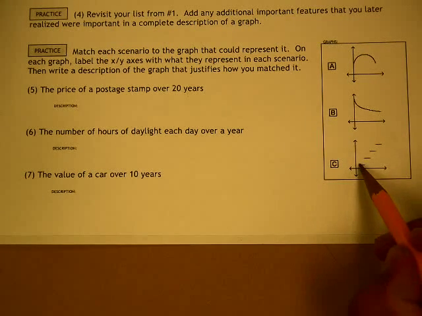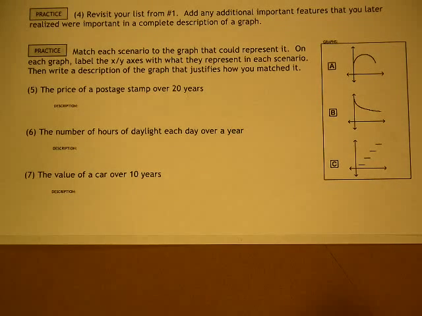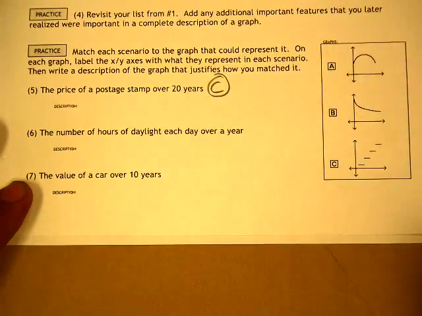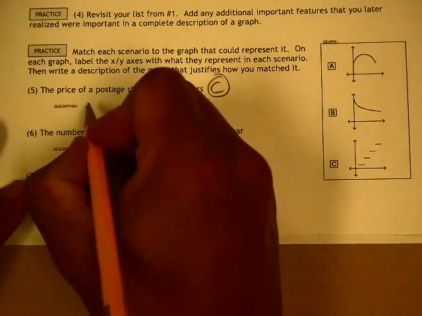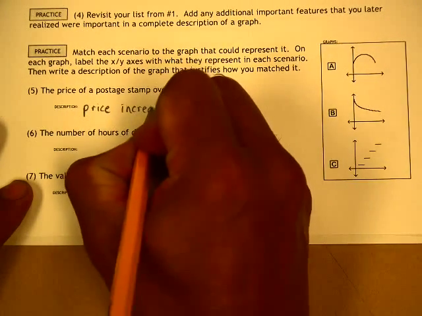Well, at some point it's a certain price, and it stays that way for a year or two, and then all of a sudden they decide to raise the price, and it stays that way for another year or two or 6 months, and so forth and so on. So, number 5 would be letter C. It would match letter C. The description is you have a price increase every few years.